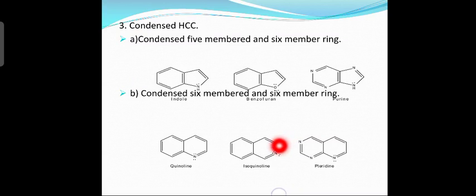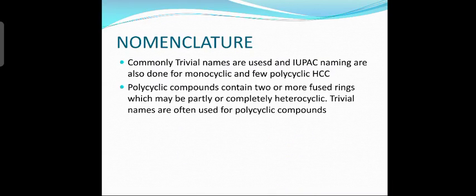All right. So these are the examples. Now nomenclature. How do you give trivial and IUPAC names? Commonly trivial names are used, and IUPAC naming is also done for monocyclic and a few polycyclic heterocyclic compounds. Usually trivial names are more convenient and more widely used, but we can give IUPAC names also.